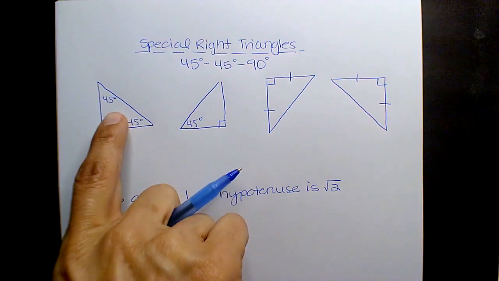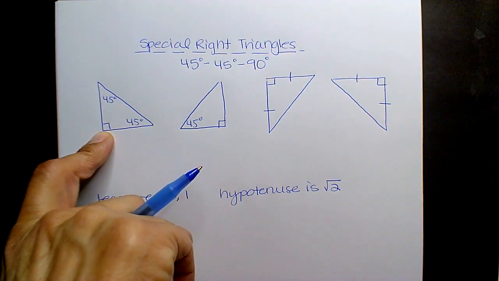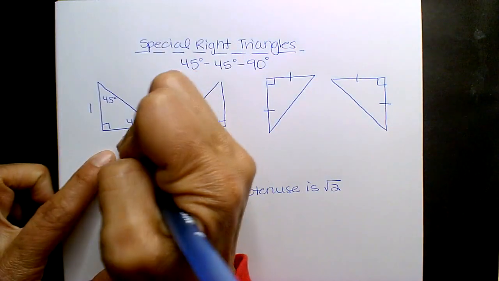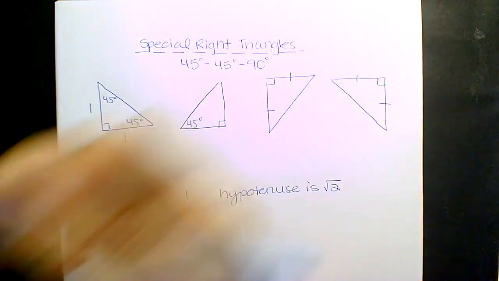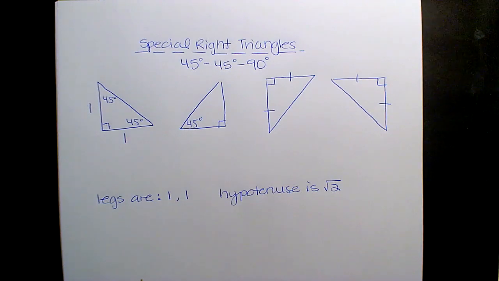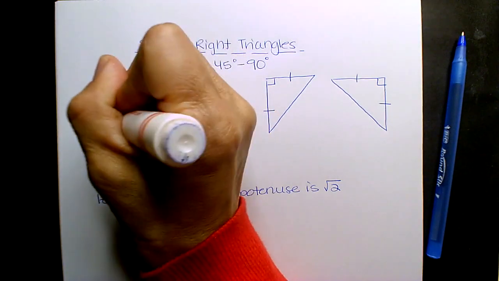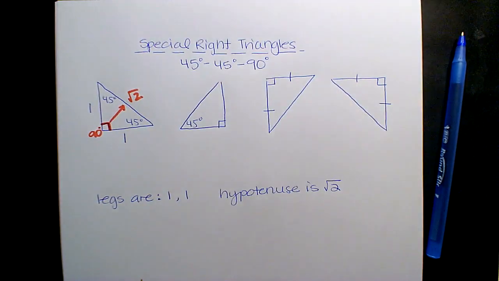So look, a 45, 45, 90 degree triangle. Your legs are 1, 1. So that means my leg and my leg. Now, why are they both equal? Because it's 45, 90, 45, 90. The angles are the same. So, of course, the lengths are going to be the same. And your hypotenuse is always opposite the 90 degrees. This is 90 degrees, so the opposite is rad 2.